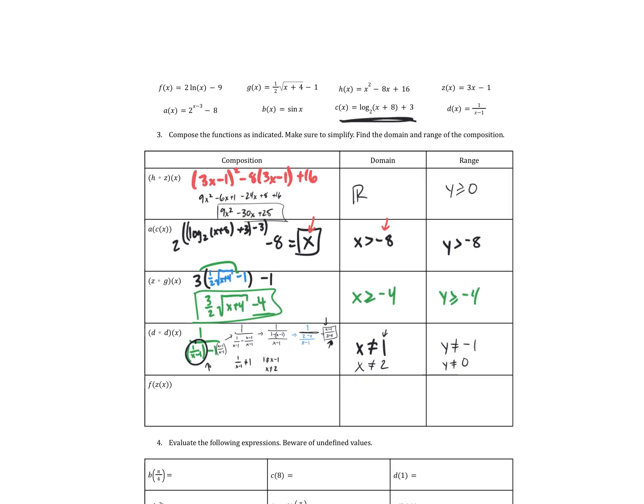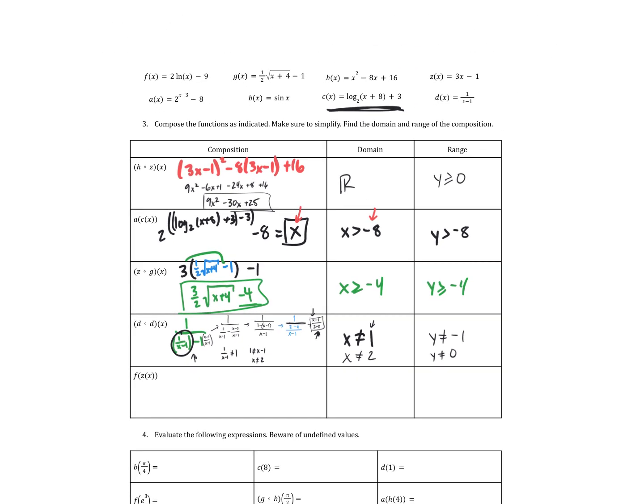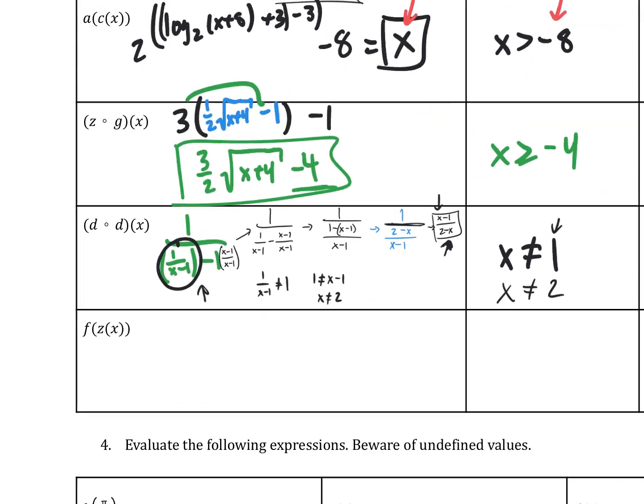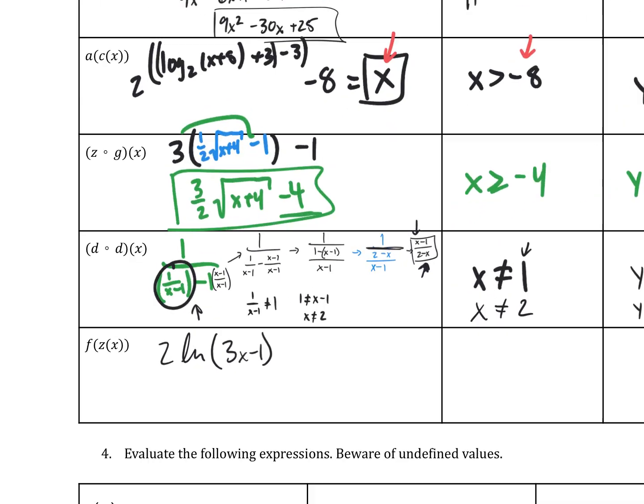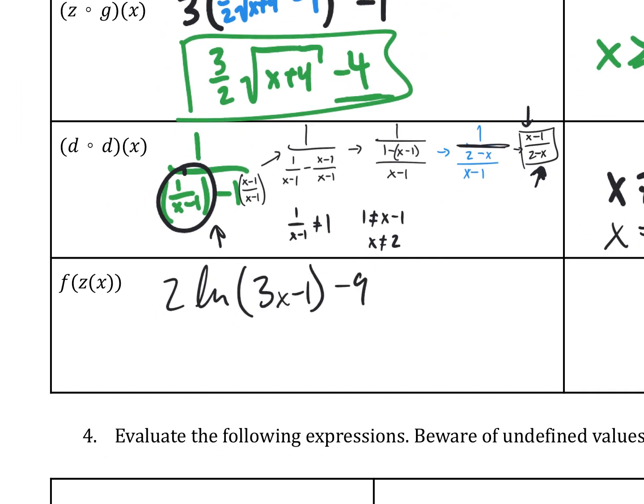Okay, f of z of x is our last composition to make. This one's really quick because all I got to do is plop that linear function into 2 natural log of 3x minus 1. And then I think there's like a plus 9 or a minus 9. Yeah, minus 9. Like this. The restriction is that this thing in here has to be positive, so 3x minus 1 has to be greater than 0.